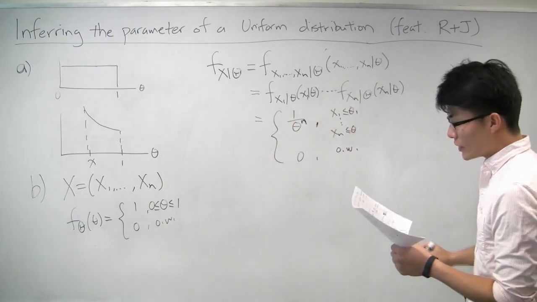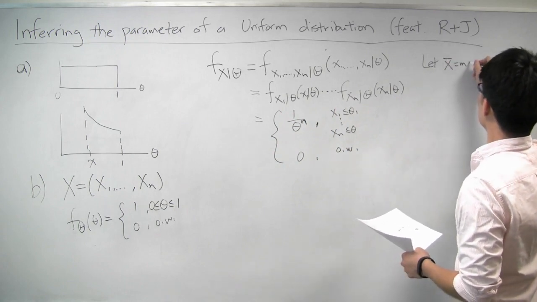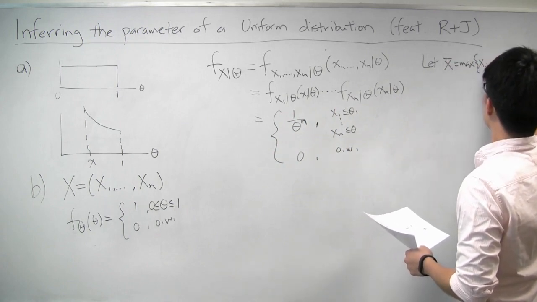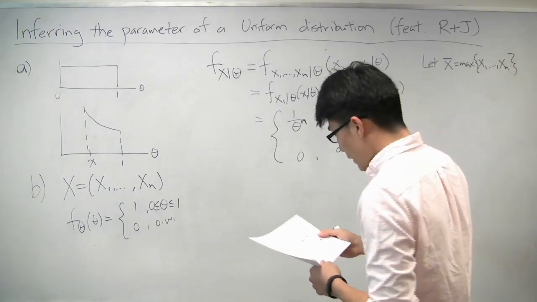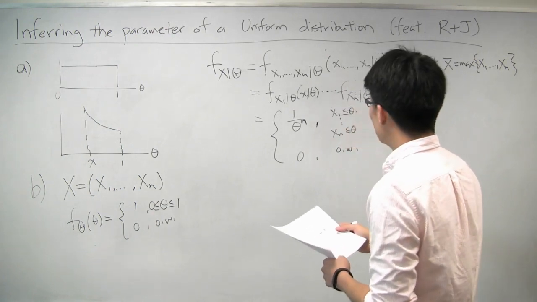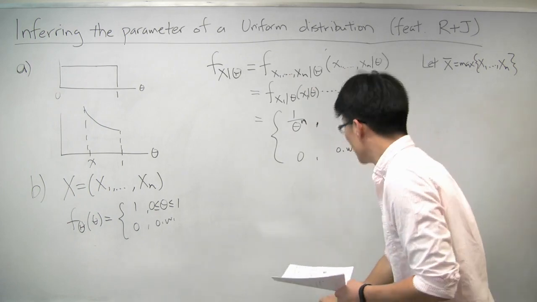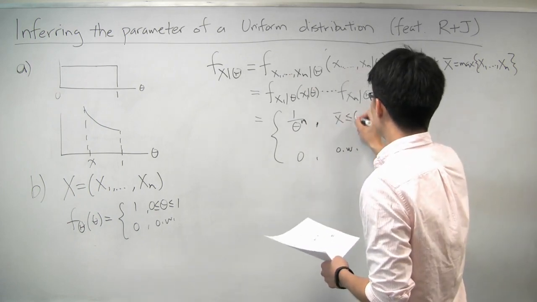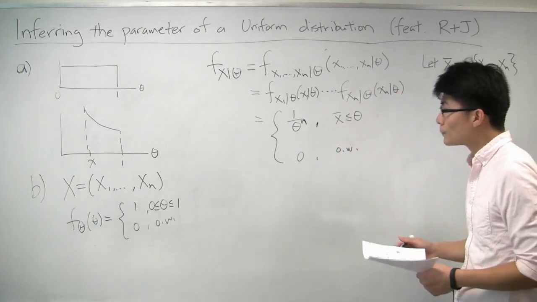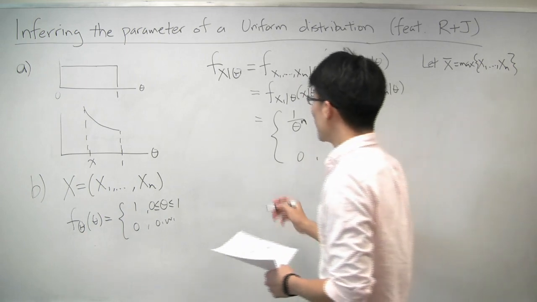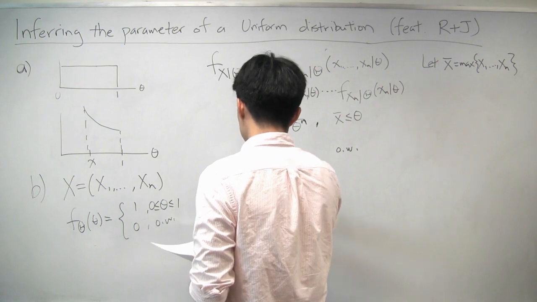So let's define something that's going to help us. Let's define x bar to be the maximum of all the observed x's. And so what we can do is rewrite this condition as theta has to be at least equal to the maximum, equal to x bar. All right, and now we can again apply Bayes' rule. Bayes' rule will tell us what this posterior distribution is.